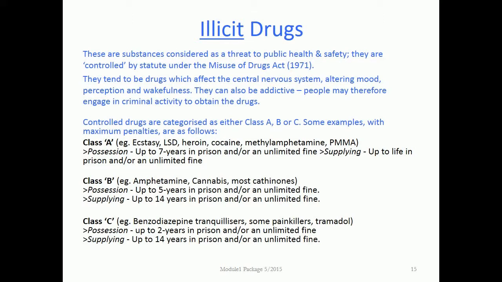Illicit drugs. These are substances considered as a threat to public health and safety. They are controlled by statute under the Misuse of Drugs Act, 1971.